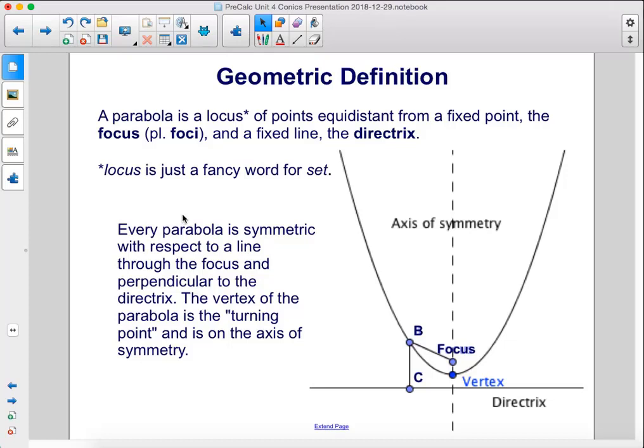A parabola is a locus, or set, of points equidistant from a fixed point, the focus, and a fixed line, the directrix. Every parabola is symmetric with respect to a line through the focus and perpendicular to the directrix. The vertex of the parabola is the turning point and is on the axis of symmetry.